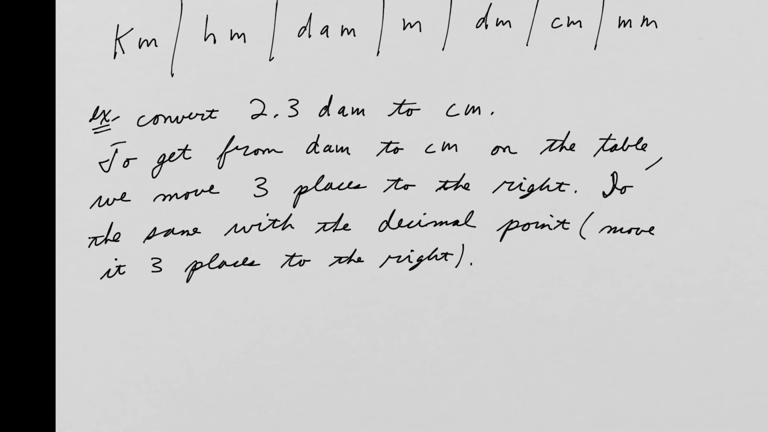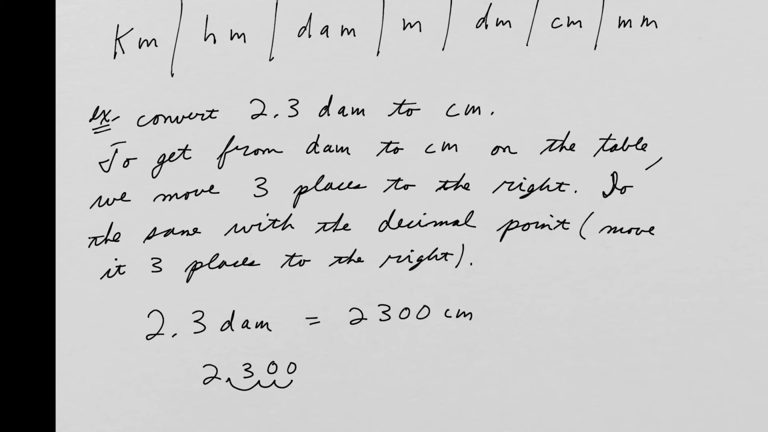So 2.3 decameters, what is that going to be in centimeters? Well, if I move that decimal point 3 places to the right, I need to add 2 zeros here. So it's going to be 2,300 centimeters. And that's my answer. I just move it 3 places to the right.